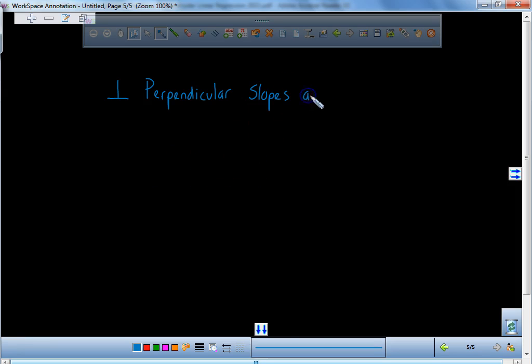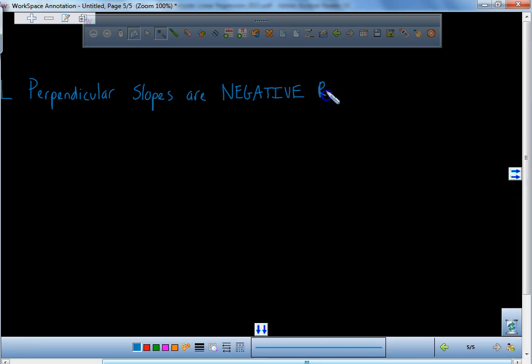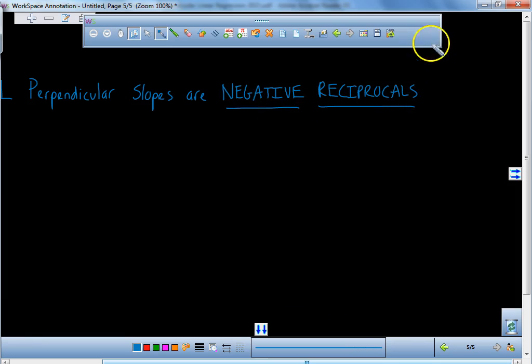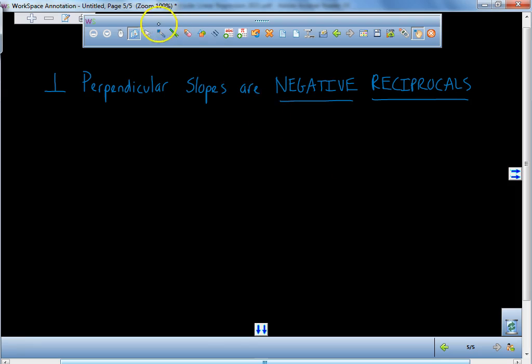You guys ready? Perpendicular slopes are negative reciprocals. Underline, underline. You're like, what the heck is a negative reciprocal? So I'm going to give you guys some examples of negative reciprocals. So please just put examples right here.